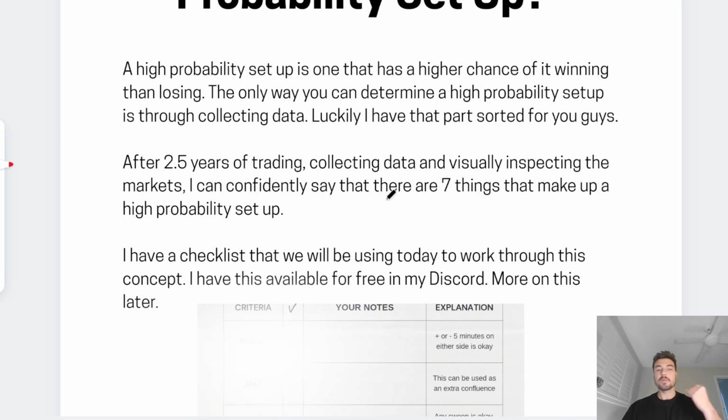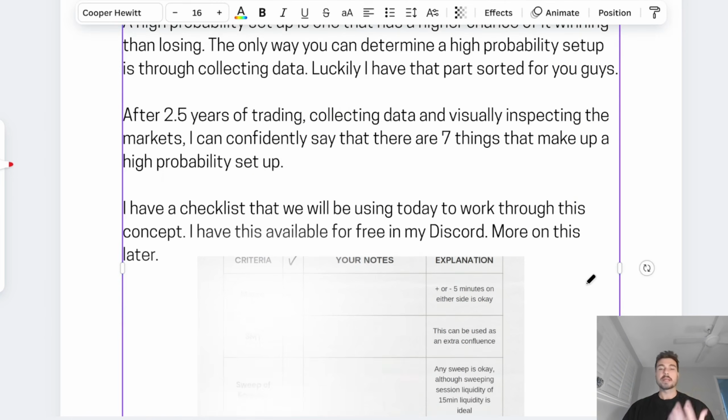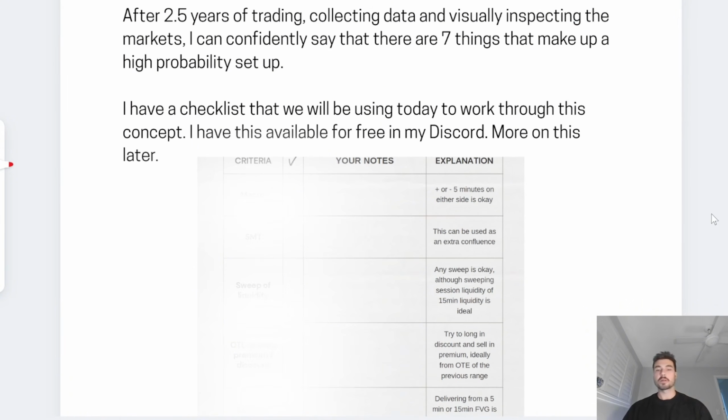And for me, after 2.5 years of trading, guys, collecting data and visually inspecting, I've done the hard work for you. So I'm going to talk about 4 things or 5 things today using this checklist and talk about what makes an A+ setup and what you guys can focus on in the future.